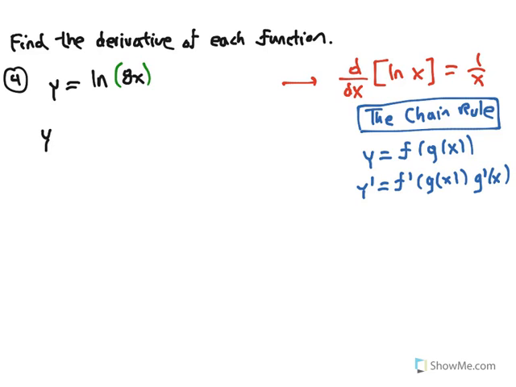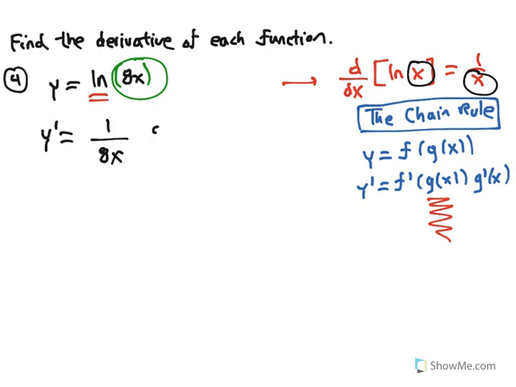If you do it that way, then here's what you'll do. You get y prime is equal to, take the derivative with respect to x of the outside function evaluated at the inside function. So how do you do that? The derivative of the natural log function is 1 over whatever the argument is. So you'll have 1 over 8x. And then you have to multiply by the derivative with respect to x of the inside function 8x.